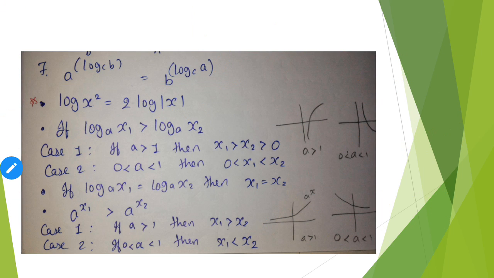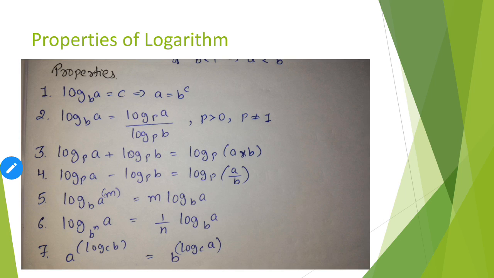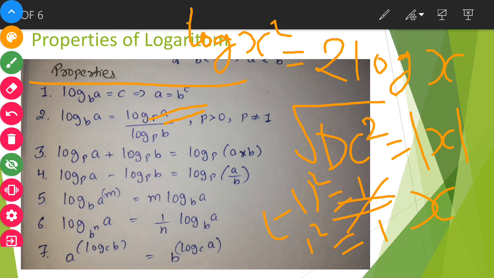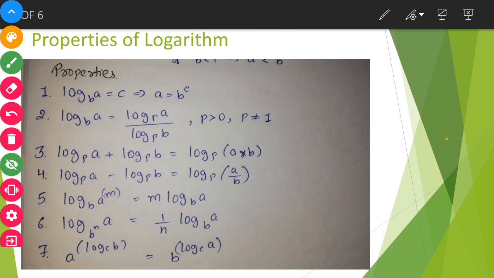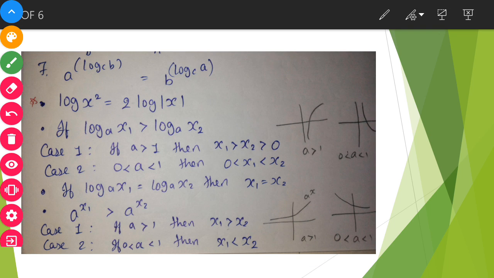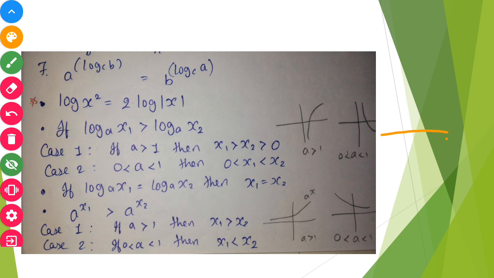that root of x square is equal to mod x, and this property is the same as that. So you should keep in mind, this is very important.